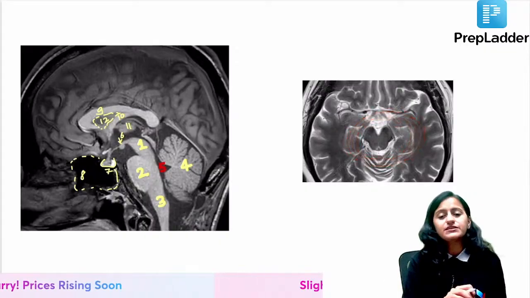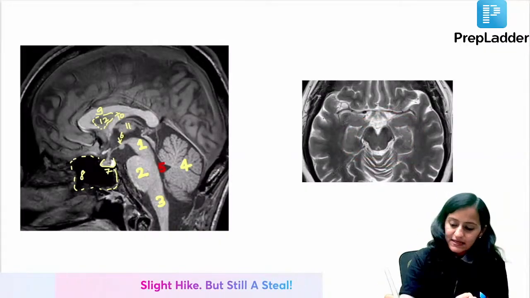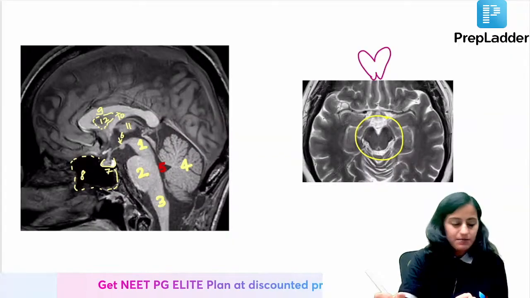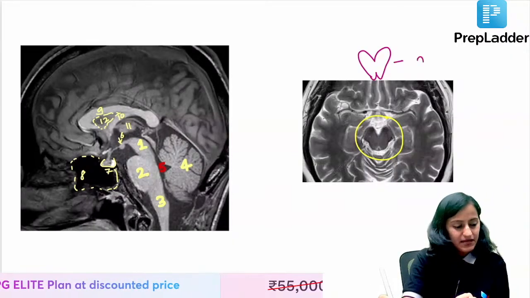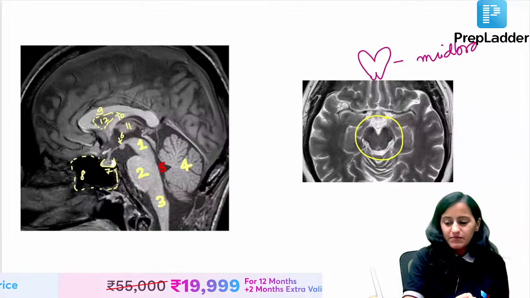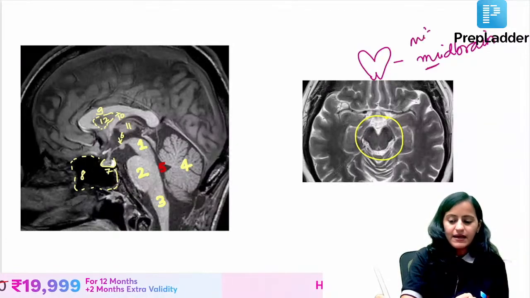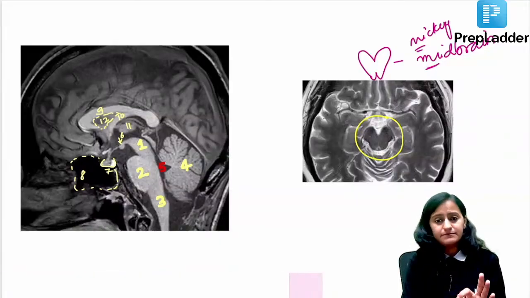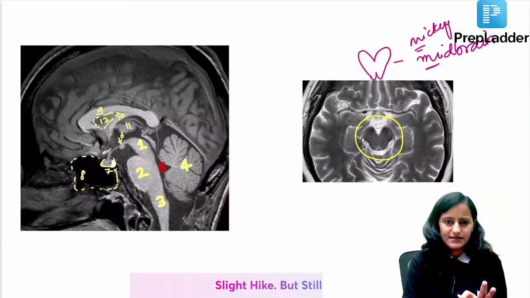What is this structure here? Classical shape in the midline, you know, like this Mickey Mouse shape, heart shape. This is midbrain and not pons. Okay, remember it as midbrain. The Mickey Mouse-like shape is midbrain. That is the midbrain that you are seeing there.